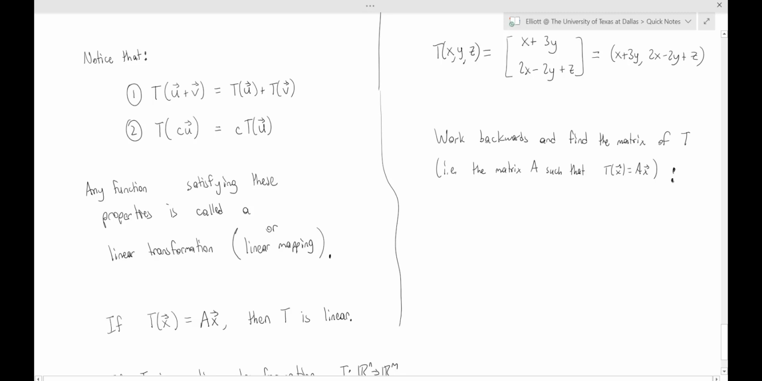Okay. So it's pretty easy. If you have the output of your transformation, if you just read off the coefficients of x, y, and z, and you take those coefficients and just put them into a matrix as columns.